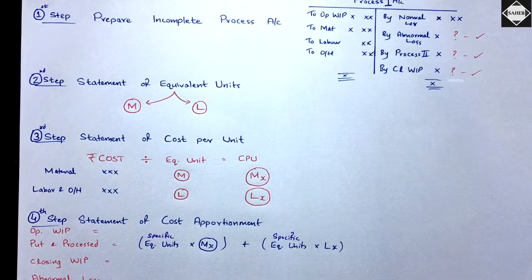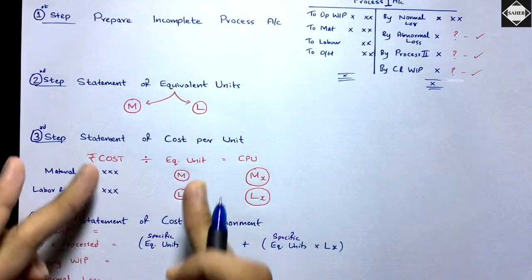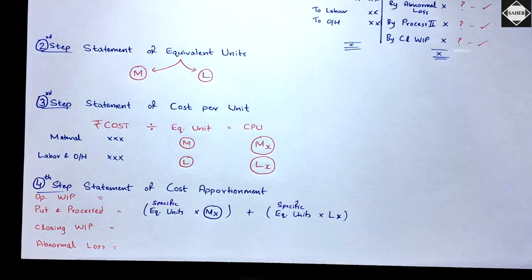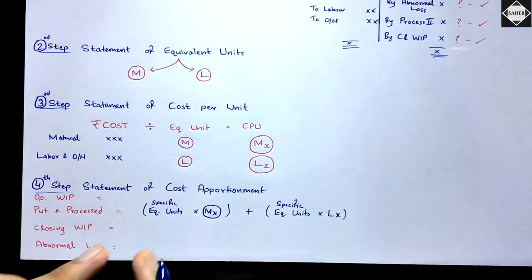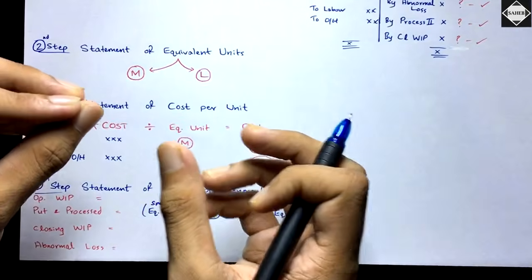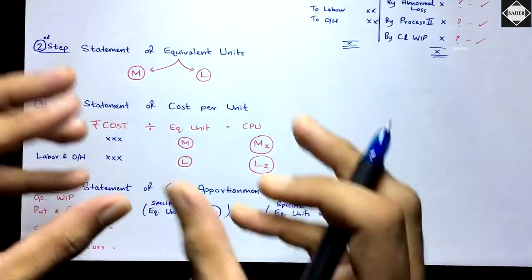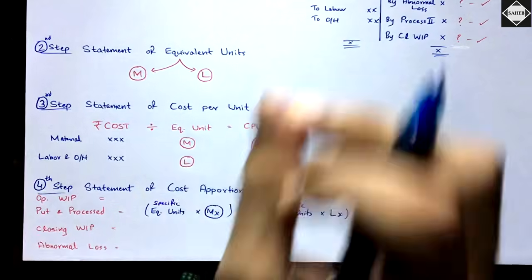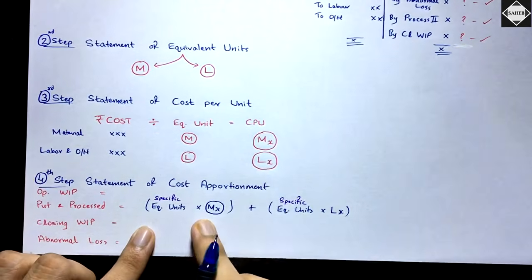Fine. So that's what you have to do. You will get these two things after dividing. Then the fourth step would be what? Statement of cost apportionment. Here you will apportion the cost. You will use this MX and LX, and in the equivalent units, the quantities of abnormal loss and closing WIP, those specific quantities, not the total one, you're going to multiply with MX and LX.